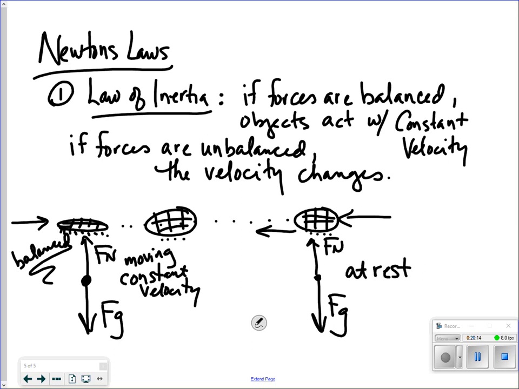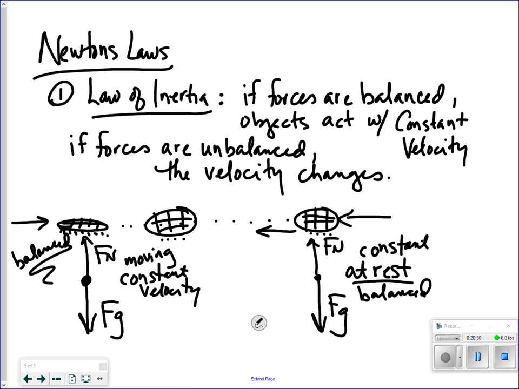And I say, is that constant velocity? Oh yeah, it's not moving. It's constantly zero, right? So these are, again, balanced forces. The ones pointing up equal the ones pointing down. They're about the same size. All right, so this is also what we would consider constant velocity.